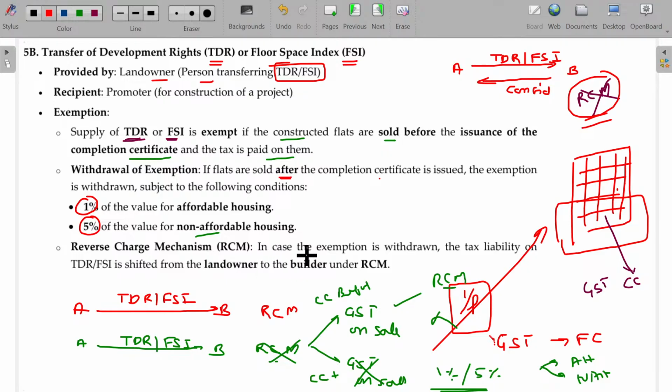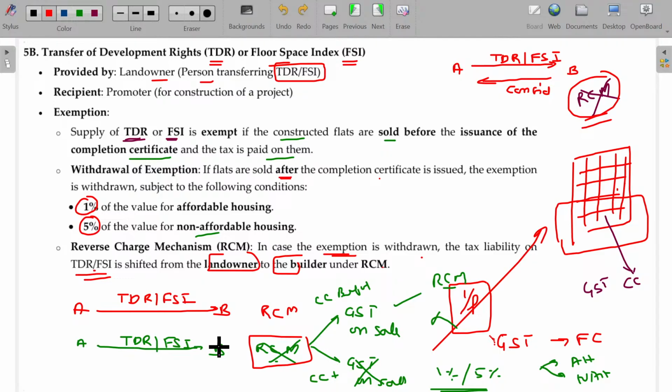Now, RCM: in case the exemption is withdrawn, the tax liability on TDR FSI is shifted from the landowner to the builder under RCM. This burden of TDR FSI tax is also shifted to the builder's head. The liability to pay is in the hands of the builder only. The landowner is also not responsible. The flat owner is also not responsible. Who is responsible here? Only the builder is responsible. So no problem. Pay the RCM. Do your business.